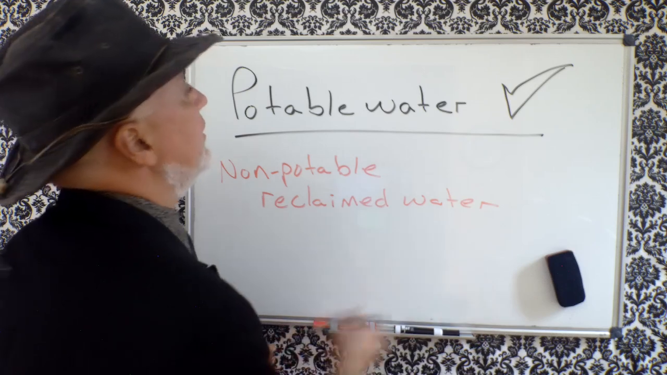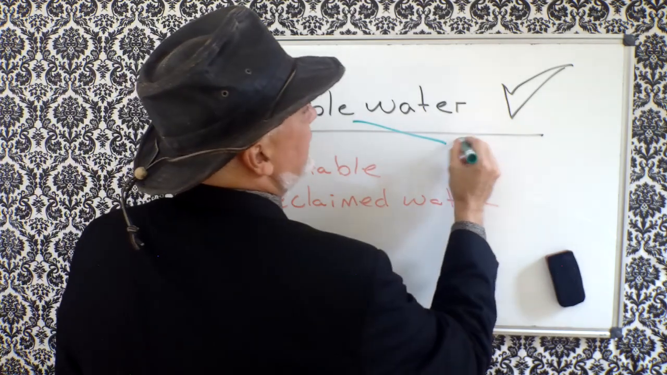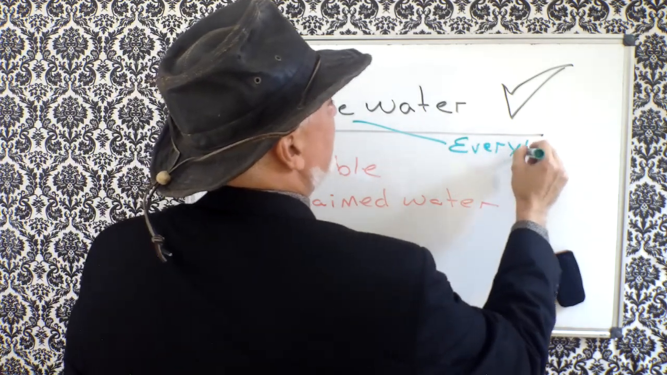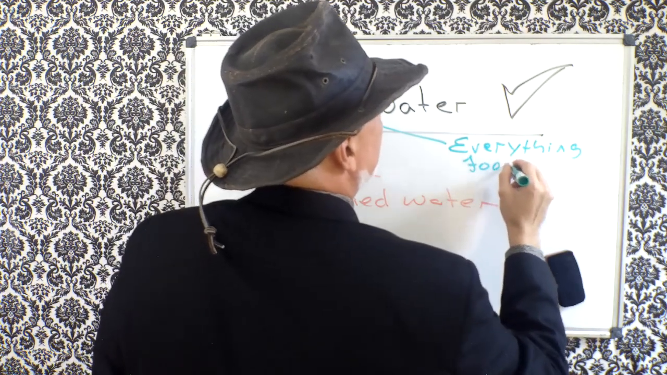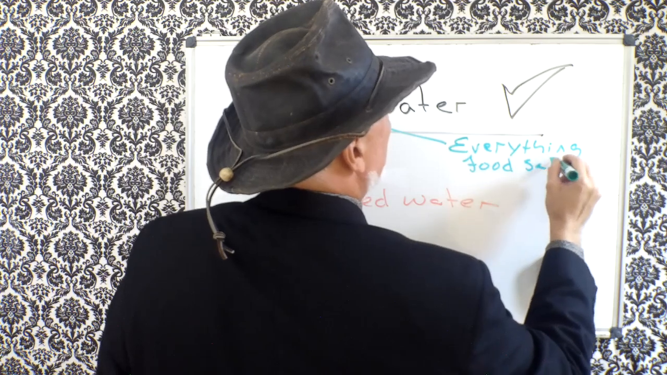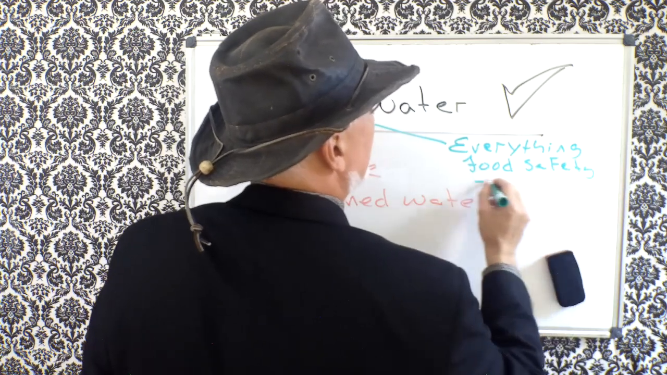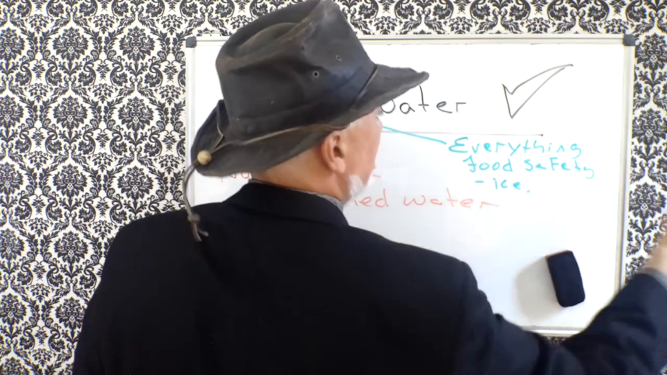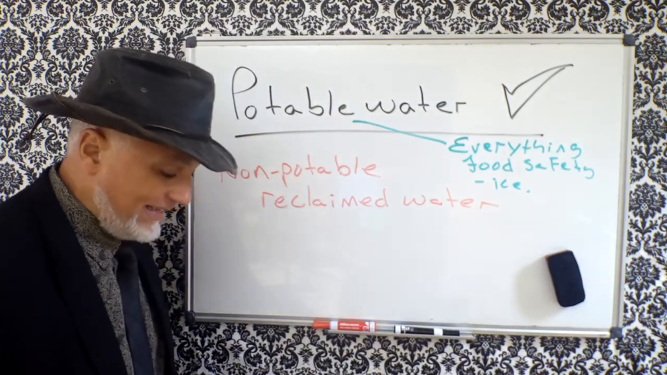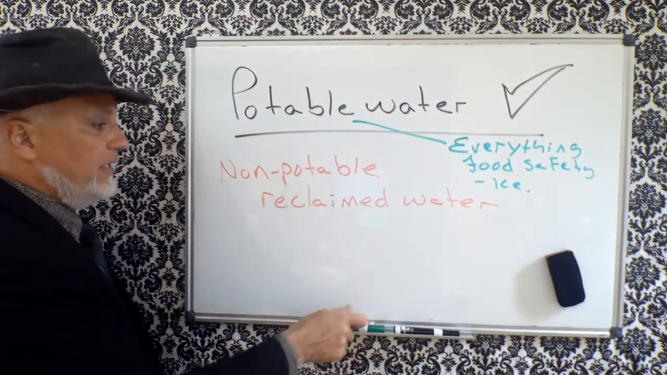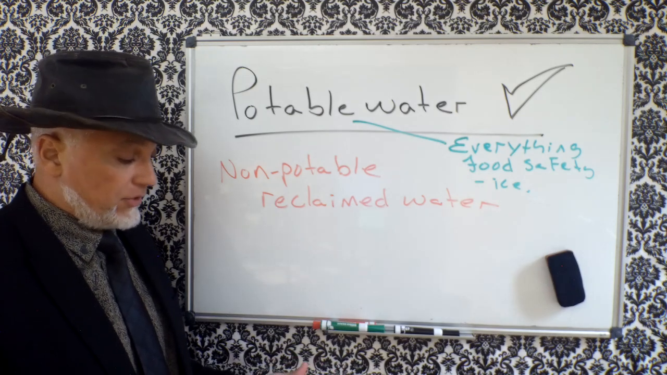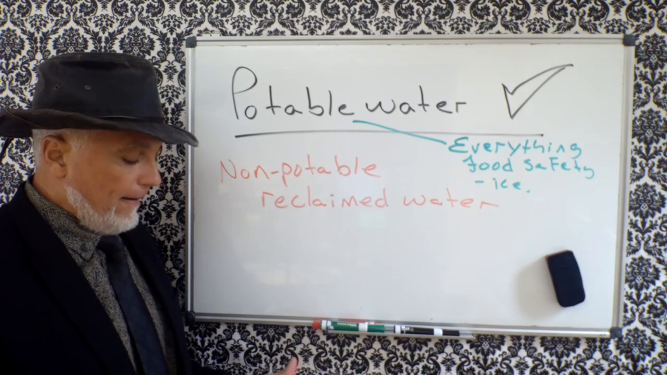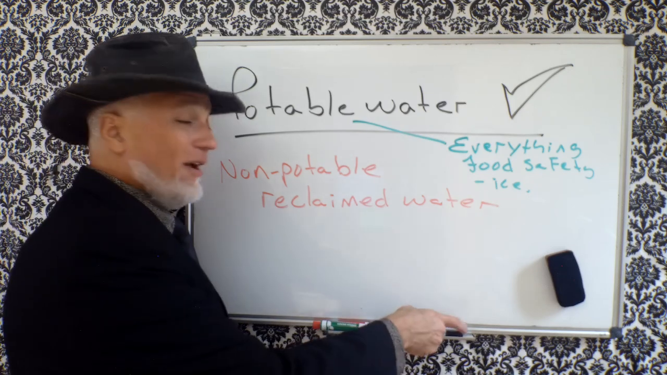It's safe water. So what is it good for? It's good for everything. Food safety, right? Everything food safety. So we talked about ice, drinking, washing dishes, washing your hands. Everything food safety. That is where you have the potable, non-potable water situations. All right?